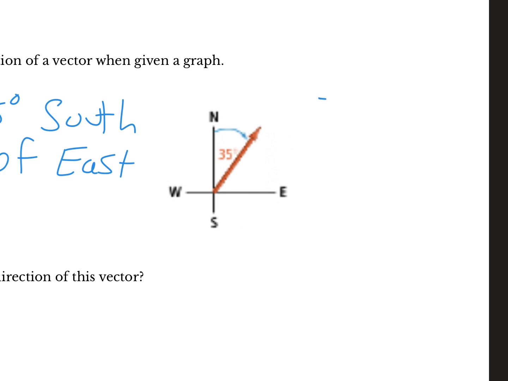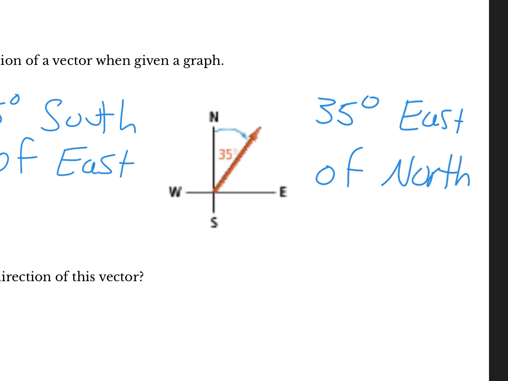So this vector is going to be 35 degrees, because that's the angle. So 35 degrees east of north. So that means I'm starting at north, and now I'm going 35 degrees east of north. So that's in the right direction from north.